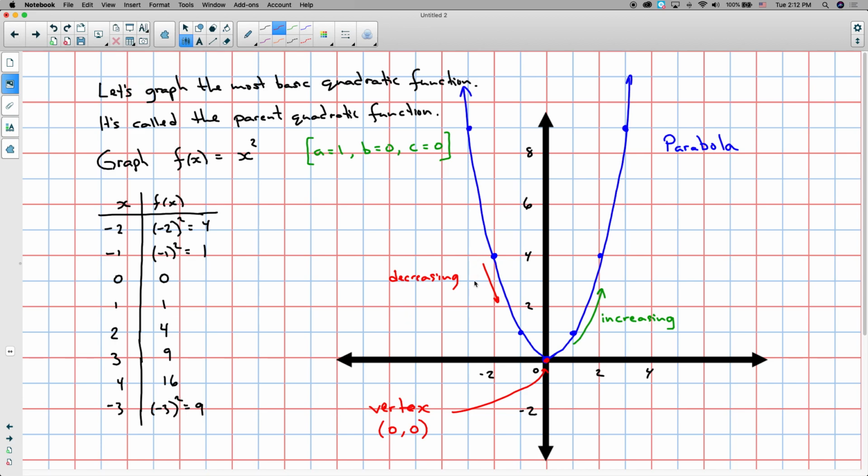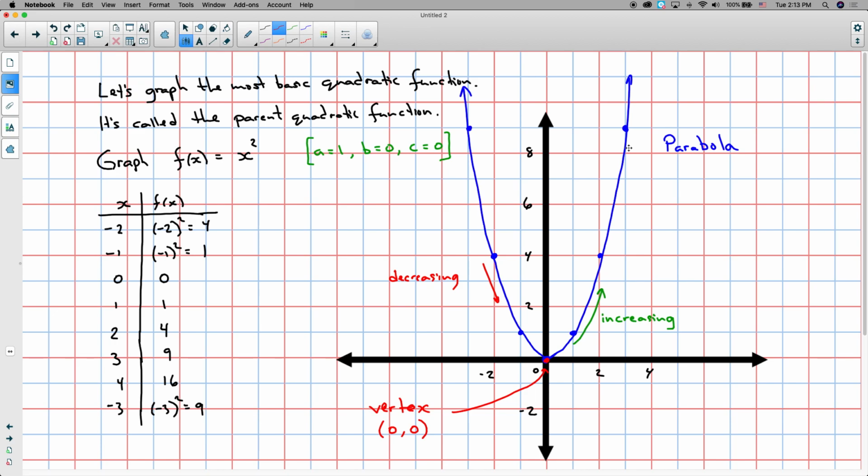Okay, so that means that's -3, we're up there at 9. But then when I put in the next number, which is -2, it moved down to 4. Put in the next number, it moved down to 1. Put in the next number, it moved down to 0. And then over here, it starts moving back up. So you've got a decreasing leg of the parabola and an increasing leg of the parabola. Right? And those are just some vocabulary words that we need you to be aware of.